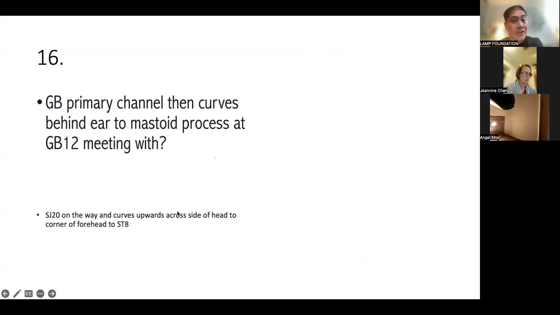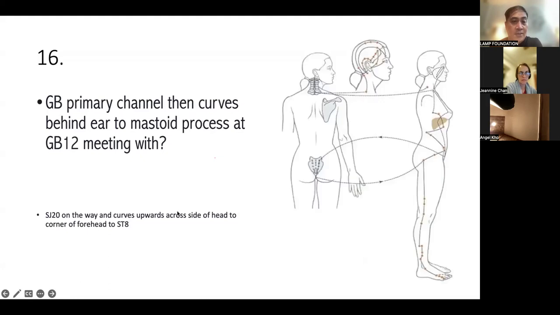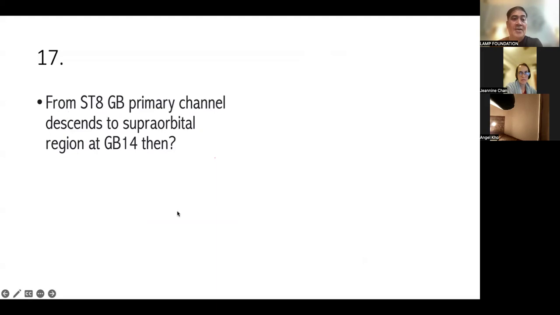The gallbladder primary channel curves behind the ear to the mastoid process at gallbladder 12, meeting with what? With Sanjiao 20, though. Very good. From stomach 8, I presume you know where stomach 8 is. It's actually probably where the sungai, the temples. Stomach 8. The gallbladder primary channel descends to the supraorbital region at GB14.